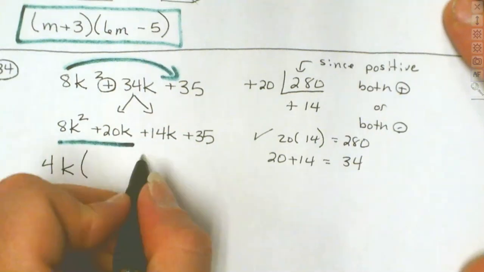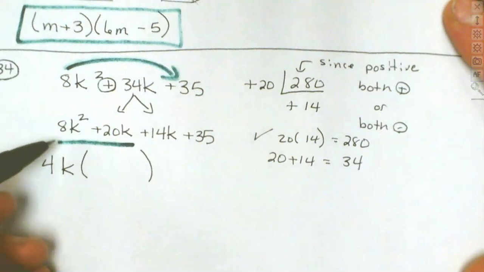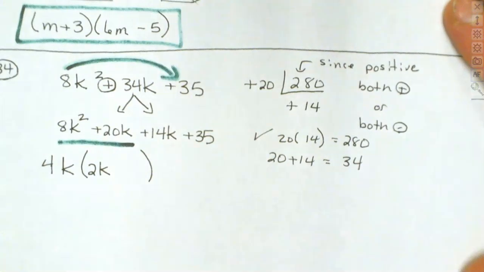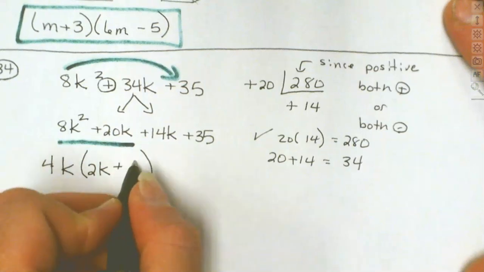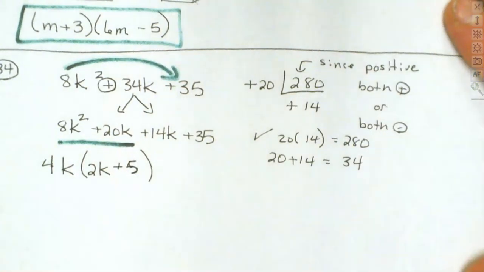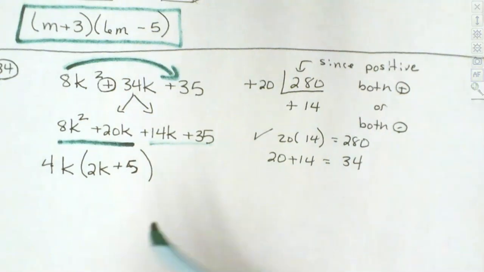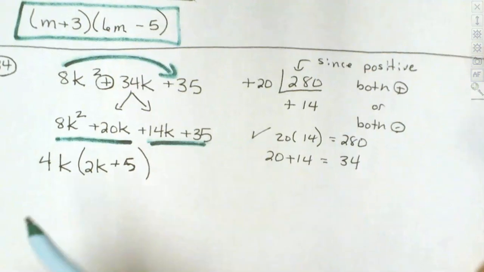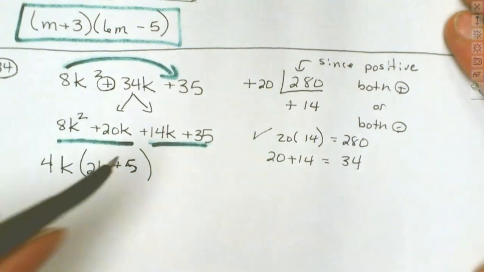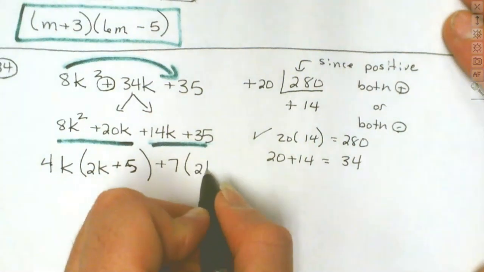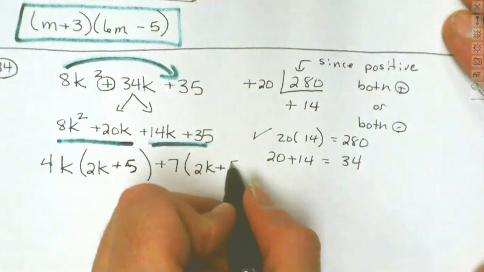Now we divide. 8 divided by 4 is 2. The k comes down, so that leaves you with a 2k. 20 divided by 4 is 5. Next, what's going to come out of a 14 and a 35? What number do they have in common? Yep, someone said it, 7. So 7's going to come out. And what's left over? 2k plus 5.